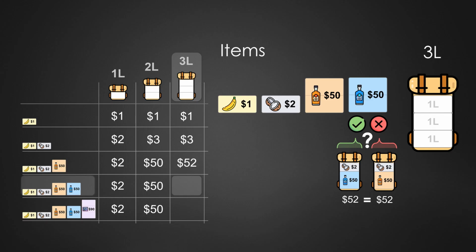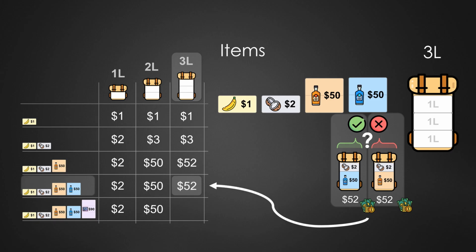However, note that ties can also occur with different items. Despite the tie, we can still conclude that the best solution to this subproblem is $52, whether we pick or leave the blue whiskey bottle. We can now add this value to the table.